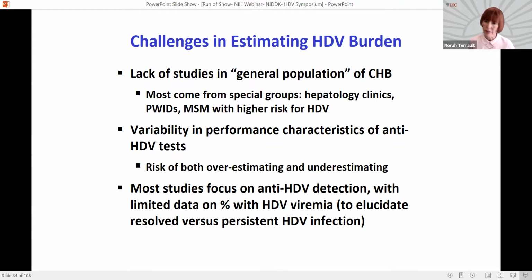There's variability, as I've highlighted, in the performance characteristics of the anti-HDV test. And then finally, most of the studies on prevalence are focused on antibody detection. And as we'll see later, not all individuals who have Delta antibody have persistent infection. So similar to other diseases such as hepatitis C, where you may have antibody but not chronic infection, I think understanding the relationship with HDV RNA detection is also important in characterizing risk for chronic complications of the infection.